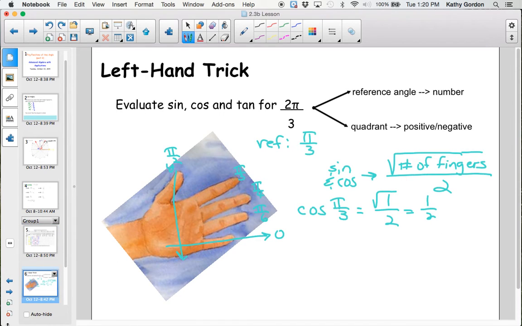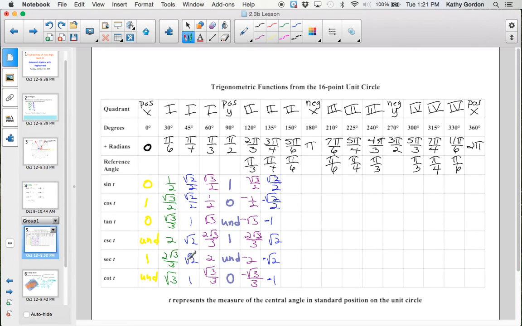Okay? The sine of pi over 3 is going to be based on the fingers to the right of my comma. So how many fingers are still left over here on the right side? 3. So square root of fingers, 3, over 2. Isn't that what we said sine of pi over 3 was? Square root of 3 over 2.